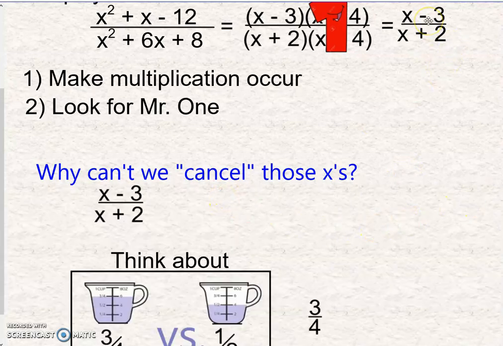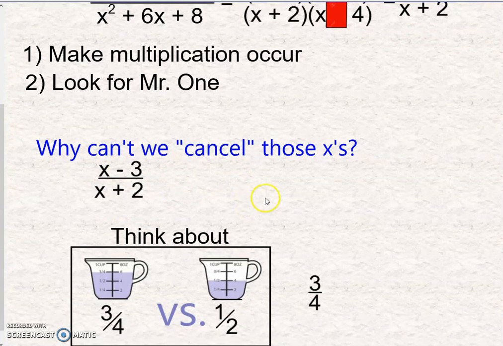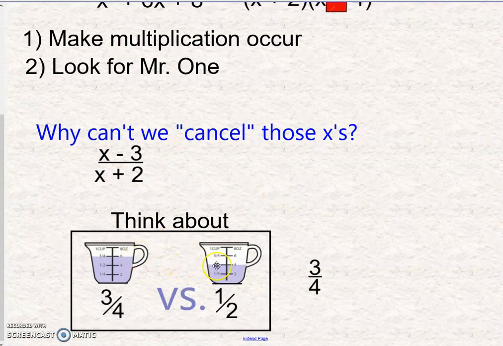So I took this expression, x minus 3 over x plus 2, and I brought it down here, and let's see why you can't cancel those x's. Because I know kids desperately want to just cancel those x's away. And let's think about basic fractions. So let's look at the fraction 3/4, which I've modeled here in a measuring cup, and 1/2, which I've modeled here in a measuring cup. First of all, you can tell they're not the same fractions. 3/4 is bigger than 1/2. But let's see what's going on.